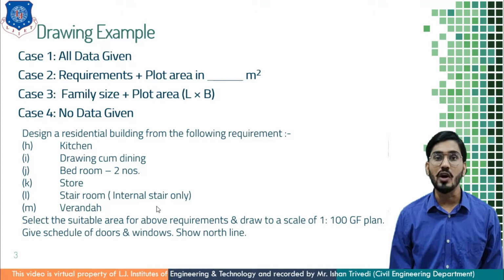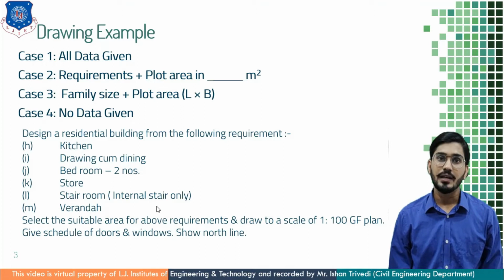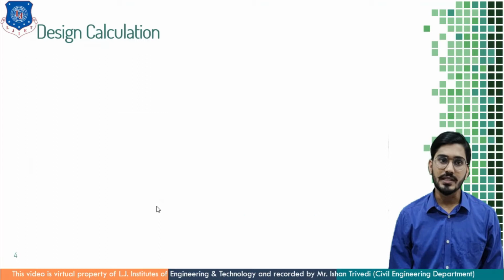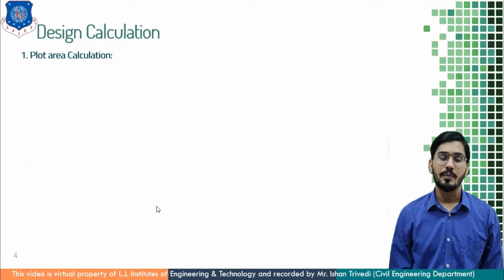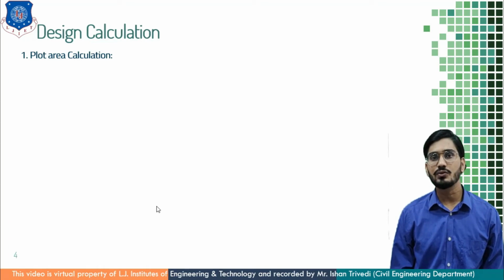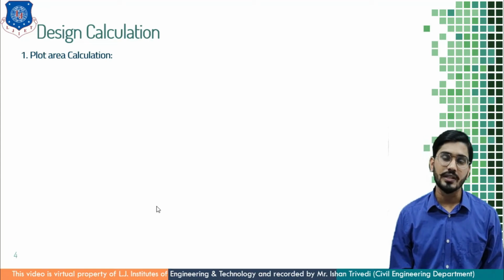So this one is all in one, which suits all kinds of cases, and you can easily manipulate the numbers and the figures and design a residential unit. So first design calculation is plot area calculation. If plot area is given in terms of length and width, you have to just multiply it and put the answer. But what if the plot area is not given?